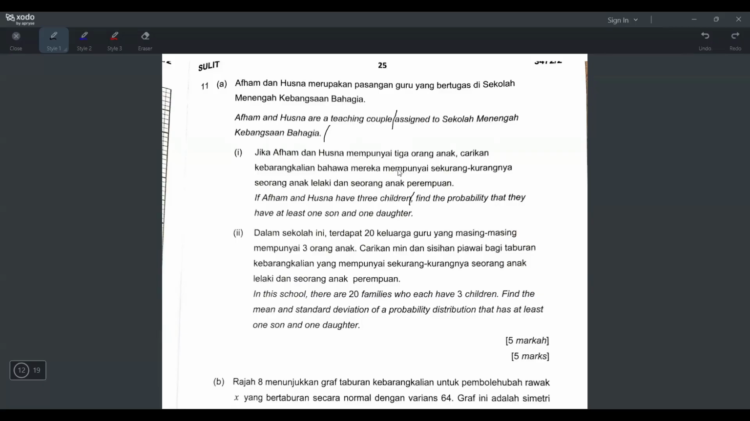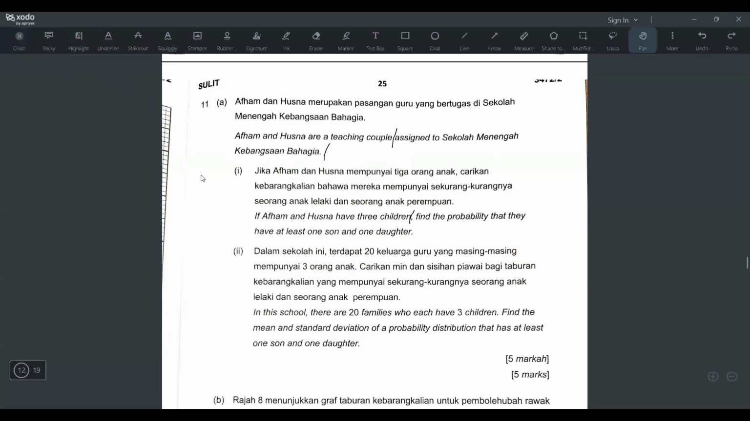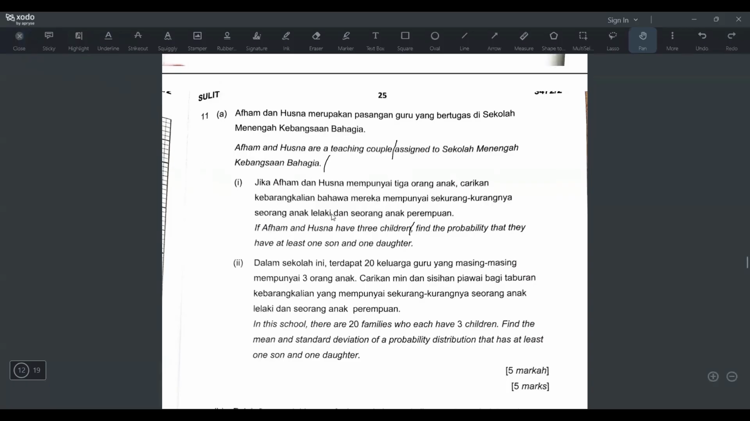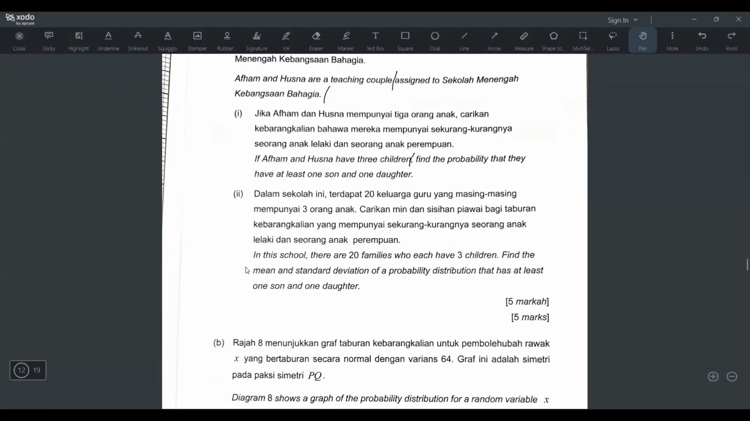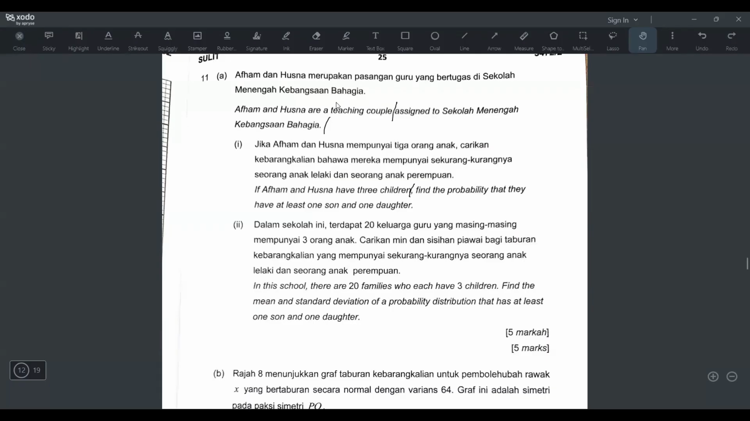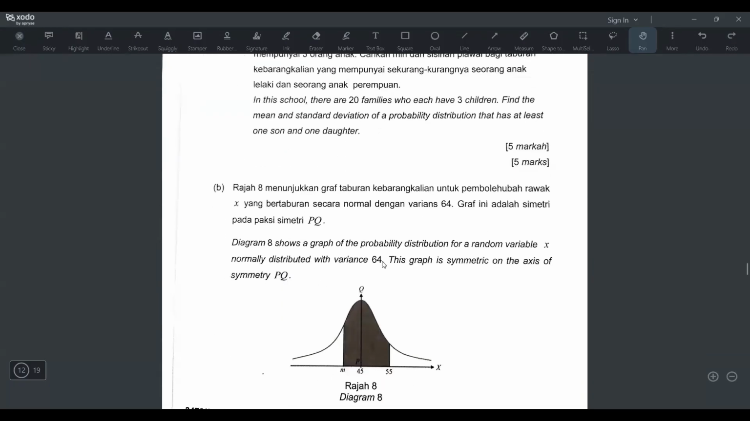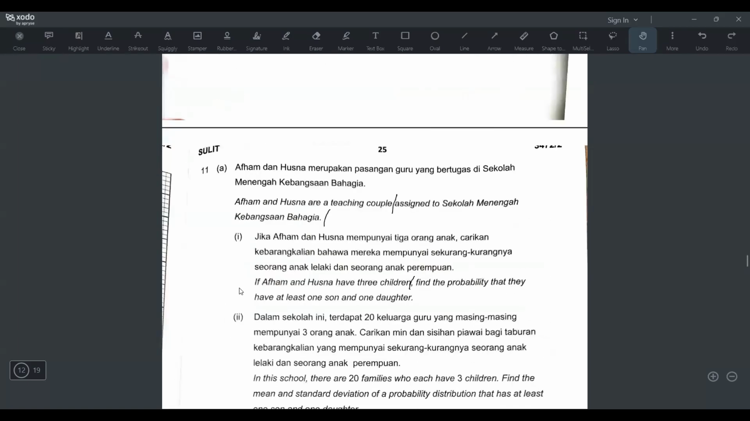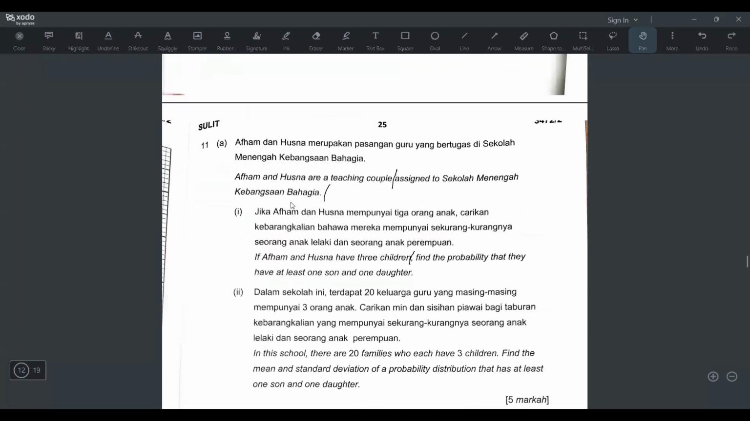When we do probability distribution questions, I always tell my students the first step is to check whether it's a binomial distribution or normal distribution. If it's binomial, you have to use the binomial formula. If it's normal distribution, then you have to use jadual, right? And this one is a binomial, because you never see the word normal here. B has the word normal here, so B is normal distribution. A is binomial, so we have to use the binomial distribution formula to do this.